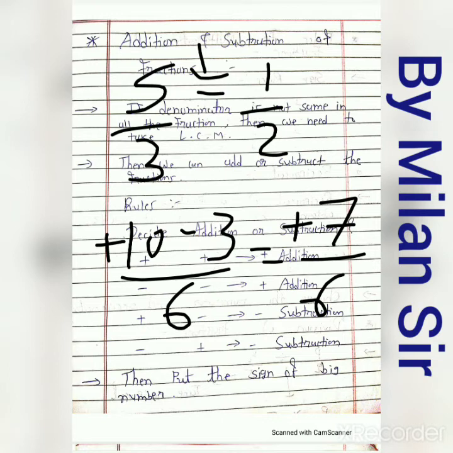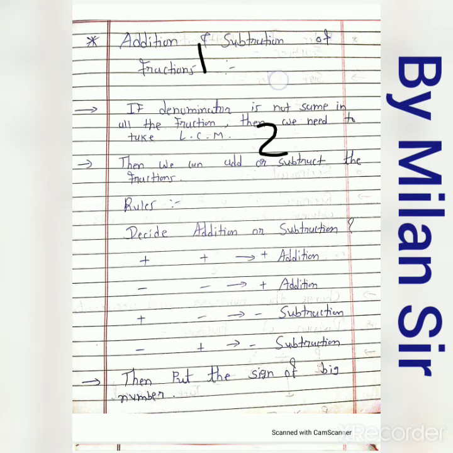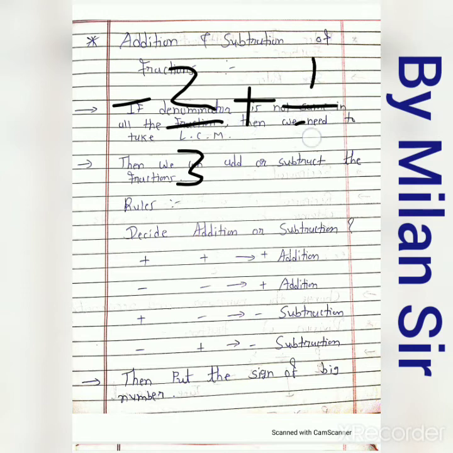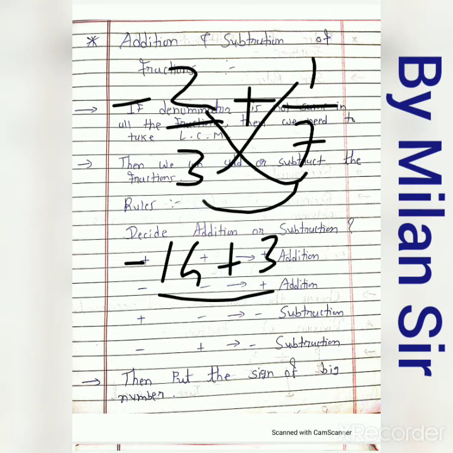Okay, this is the method. Now let's take one more example: minus 2 by 3 plus 1 by 7. So 7 multiplies with this 2, so 14, and before that the negative sign is there. Then the positive sign, 3 ones are 3, and the denominator, multiplication of the denominators, 7 threes are 21.